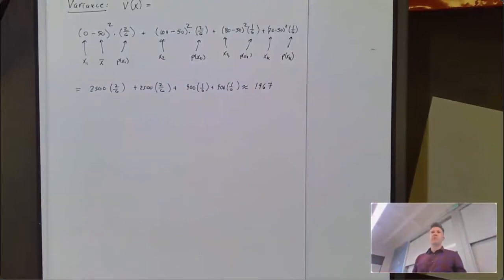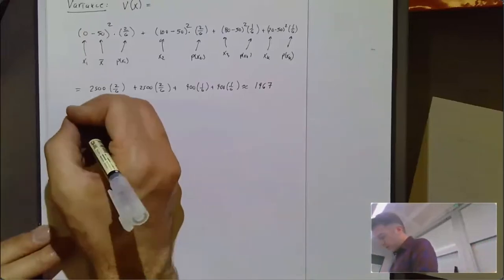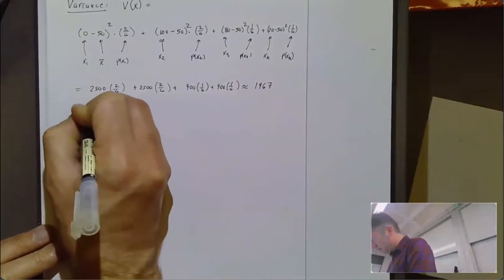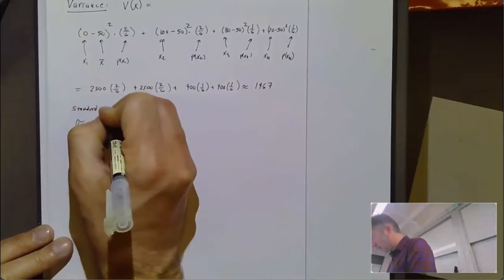Okay, that doesn't feel super meaningful. It's this giant number. The average was 50, and the scores were from 0 to 100. The variance is kind of a bizarre measure of things. So what we do is take the square root of it to undo that squaring in some sense. The standard deviation is just the square root of the variance.